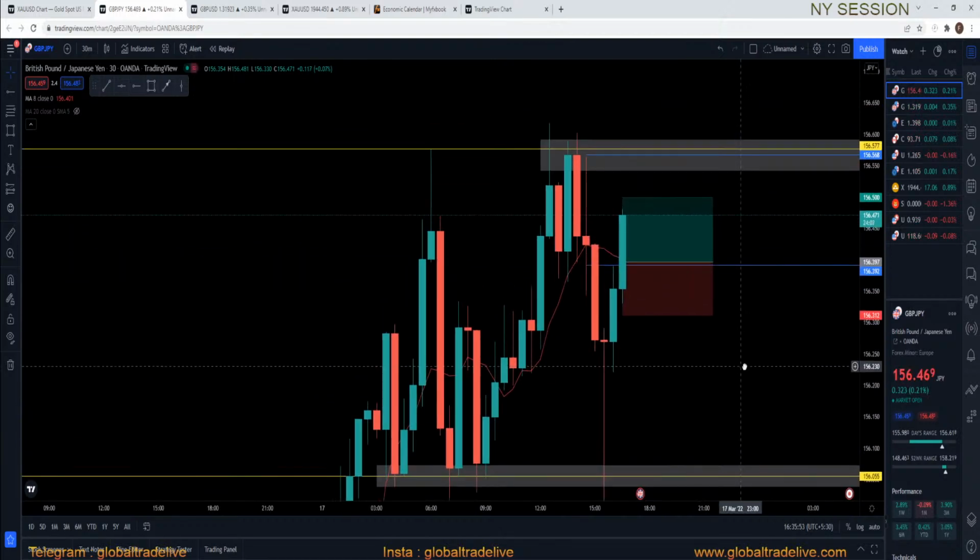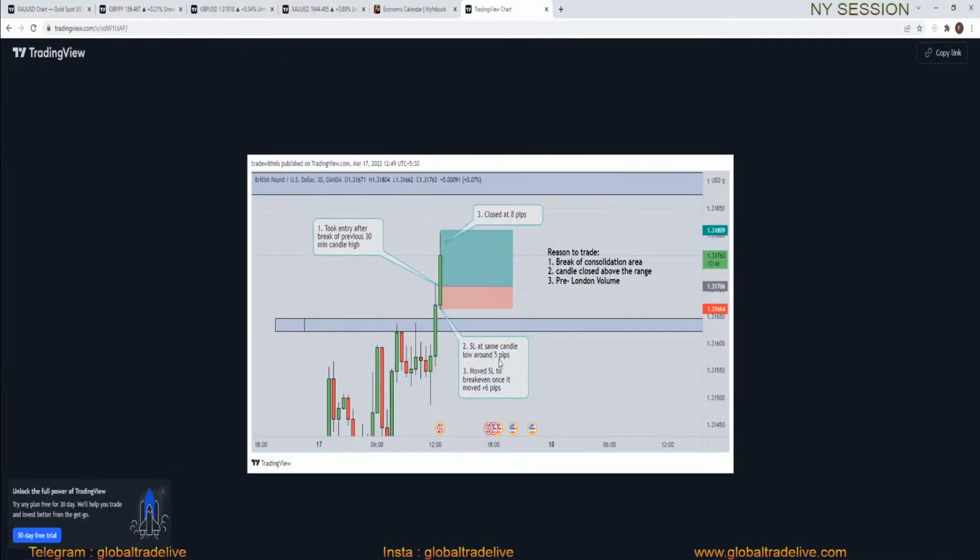So let's just look at the initial trade now. This candle just went up, closed up over here, and I took entry after the break of the previous 30-minute candle. Perfect. Close at 8 pips. Break of consolidation area, candle closed above the range, pre-lend volume. SL at the same candle, around 5 pips. Moved SL to break even once it moved 6 pips. Nice. This is an example of a very, very nice trade.